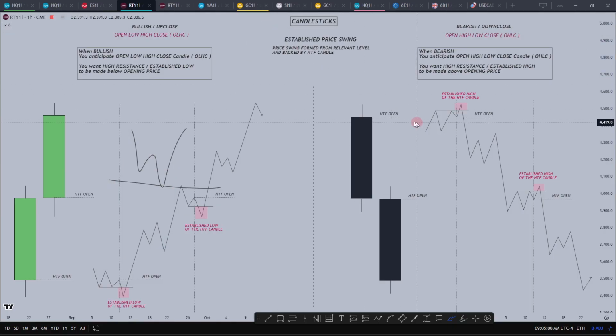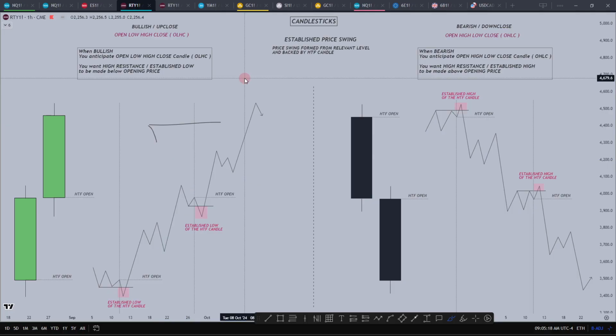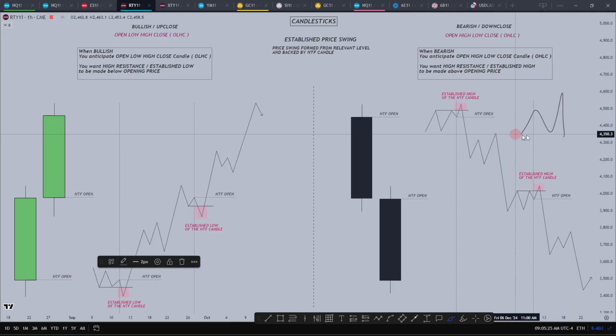Vice versa for bearish, you want to see a high resistance or protected high, established high, to be made above the opening price. Here it was below the opening price. Open here, protected low forming below the opening price, and then price displacing away. So OLHC, open low high close. Here the protected high, high resistance, established high is made above the opening price, then confirming OHLC, price displacing away.